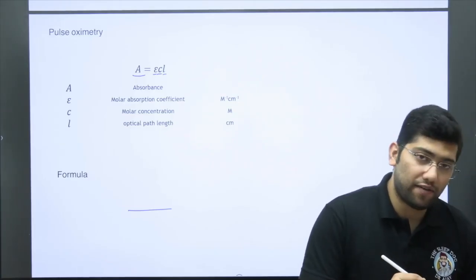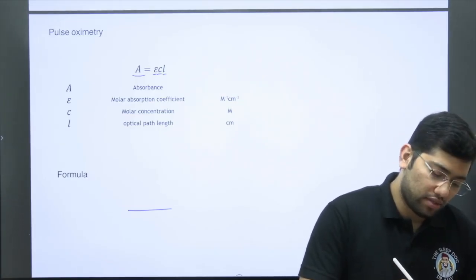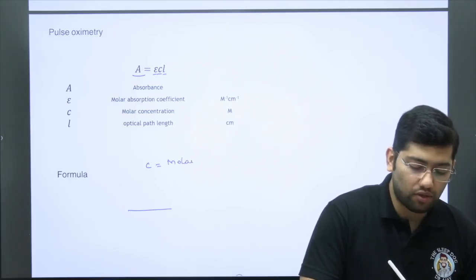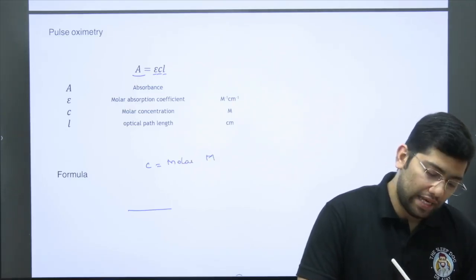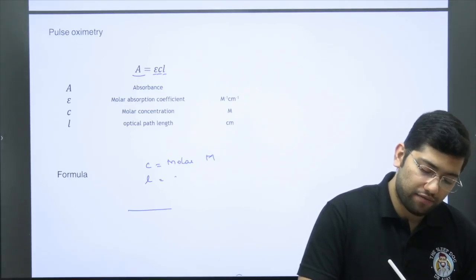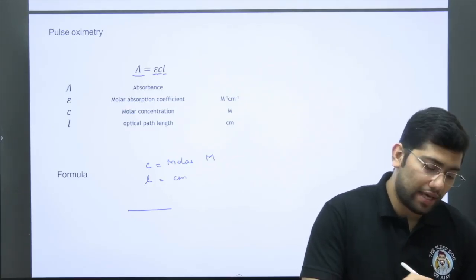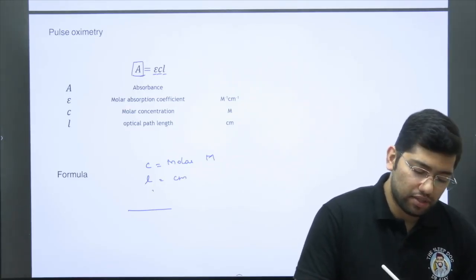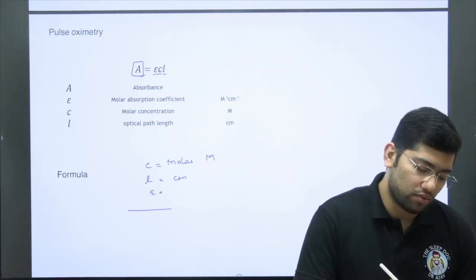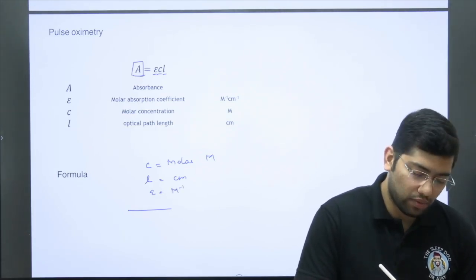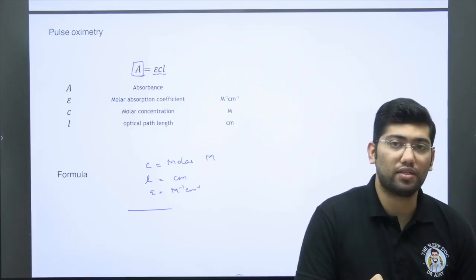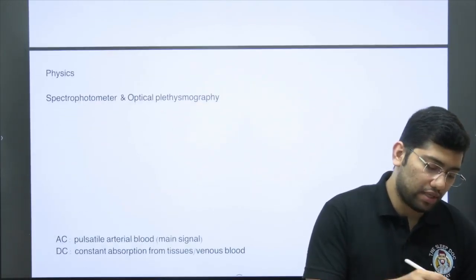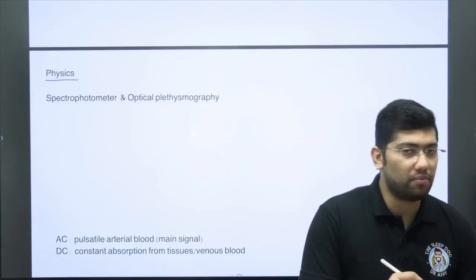Here, the units have to be defined again: the concentration is always in molar concentration or mole. The length that is traversed is defined in centimeters. And since absorbance is a dimensionless number, the epsilon's unit should be the inverse of these two, that is molar raised to -1, centimeter raised to -1. Now, with this, let's move on to the next topic, that is the physics behind the pulse oximeter.